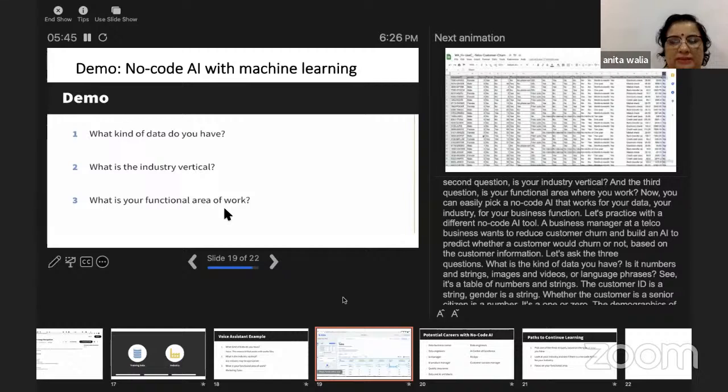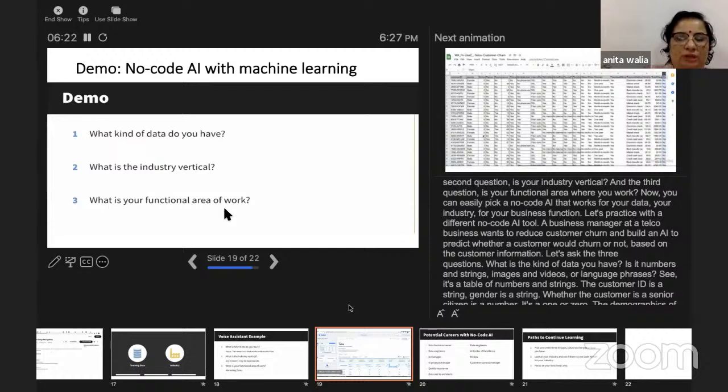So let's say the scenario is I'm a business manager at a telco business and I want to reduce the number of customer churn. Churn means that I want to understand how many customers are going to leave and I want to retain them. So, attrition. I want to understand how I reduce the customers leaving us. That means the customer churn. So I want to train or build an AI model to predict whether a customer will leave my services in future or not. And which data is going to help me in this?